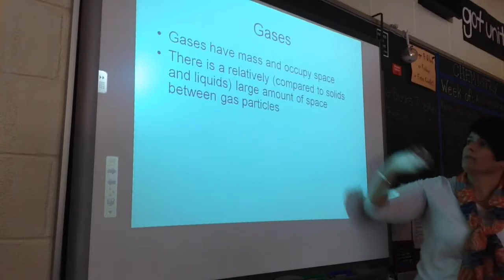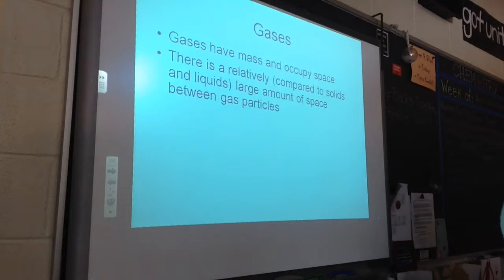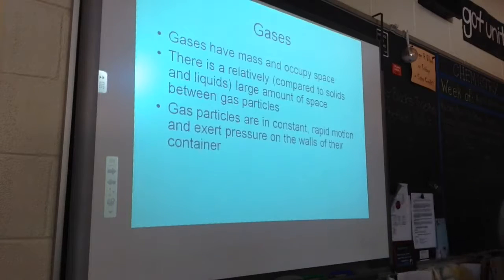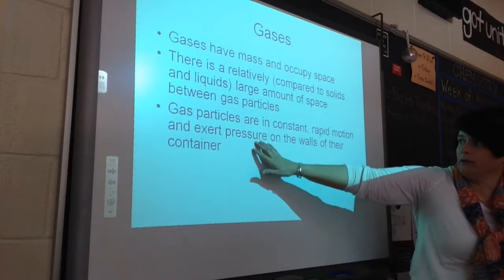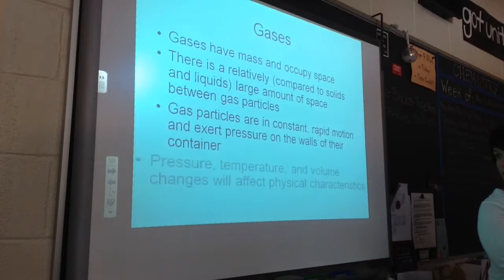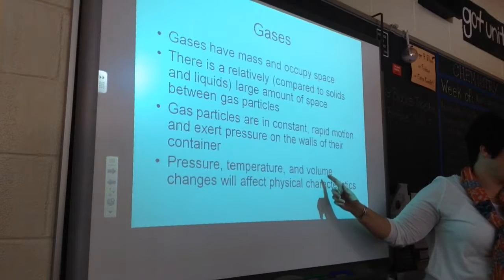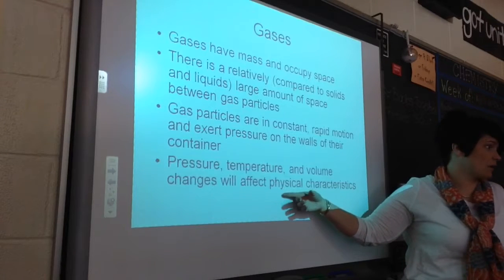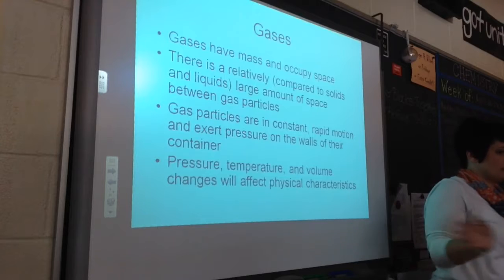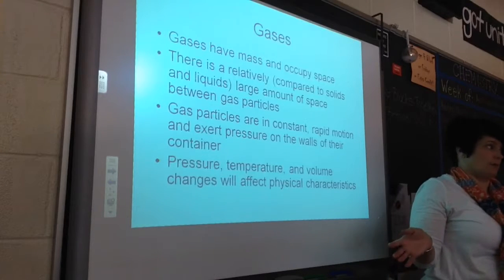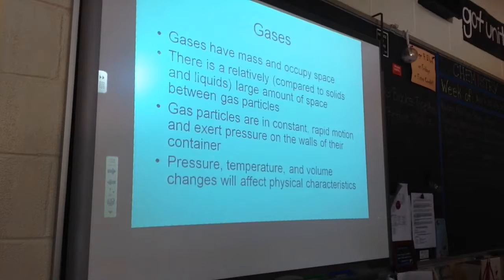Now, relatively large amount of space between gas particles. Gas particles are in constant rapid motion, as are all particles. And they exert pressure on the walls of their container. This is not something we think about. Not really, okay? But gases do exert pressure on the walls of their container. Now, if we change pressure, temperature, and volume for a gas, we will affect physical characteristics. We can actually change the density of a gas by increasing the pressure. It's a thing, okay? So we're going to get into all of that.